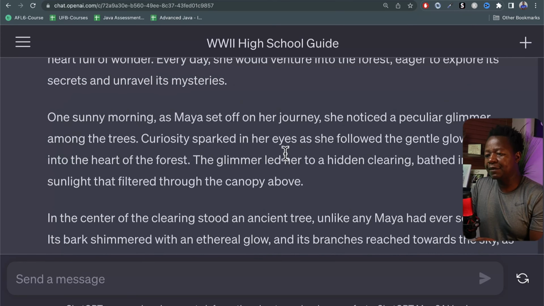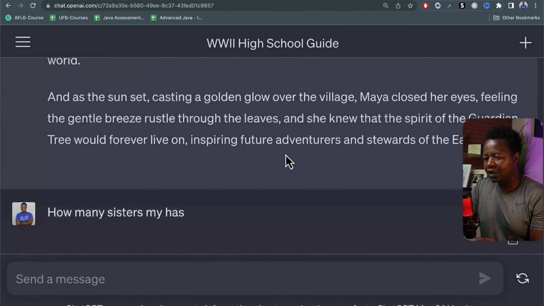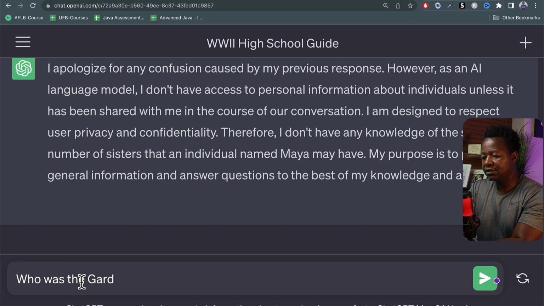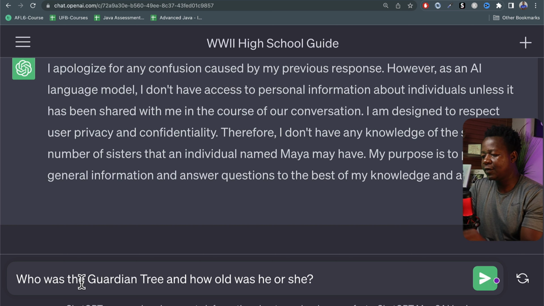So let's find something else. Let's go back to our story. Okay, so it talks about the guardian tree. So we can ask something like this. Who was the guardian tree, and how old was he or she? All right, let's see.